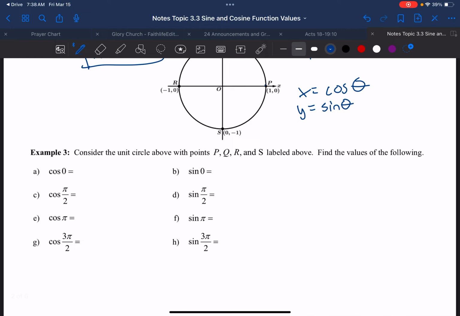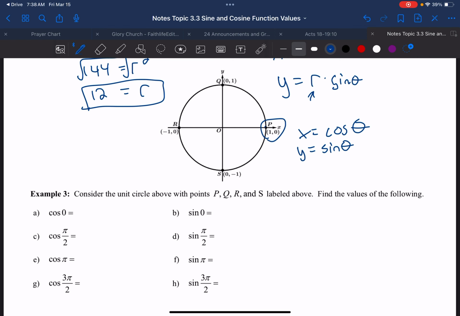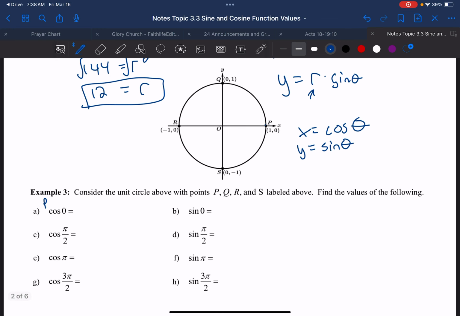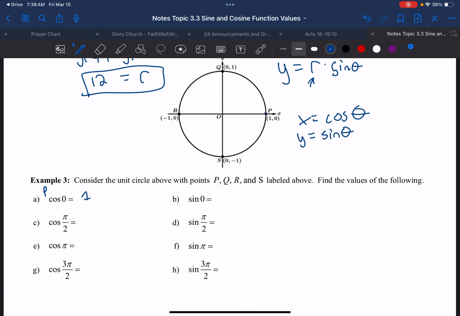So consider the unit circle above, find the values of the following. So cosine of 0, remember the angle of 0 is going to be at point P here. So I'm just going to write that that's at point P just to help me visualize that. And cosine is just going to be my x-coordinate here. Okay, cosine is just x-coordinate there, so it's 1. Okay, let's do sine of 0. Well, that makes it pretty simple. Sine of 0 is, once again, working with point P because I'm working with angle 0. And it's just my y-coordinate, so sine of 0 is 0.